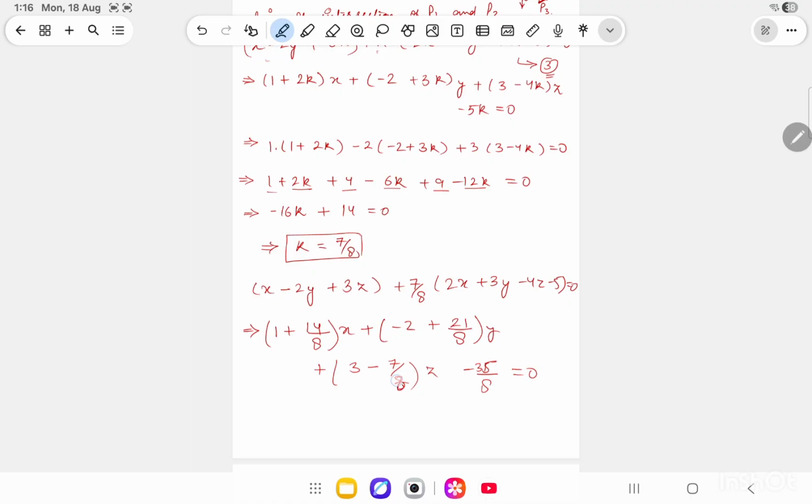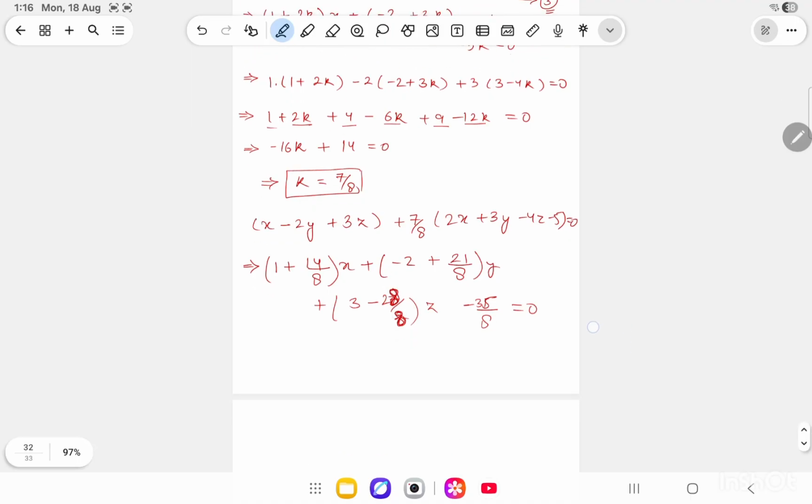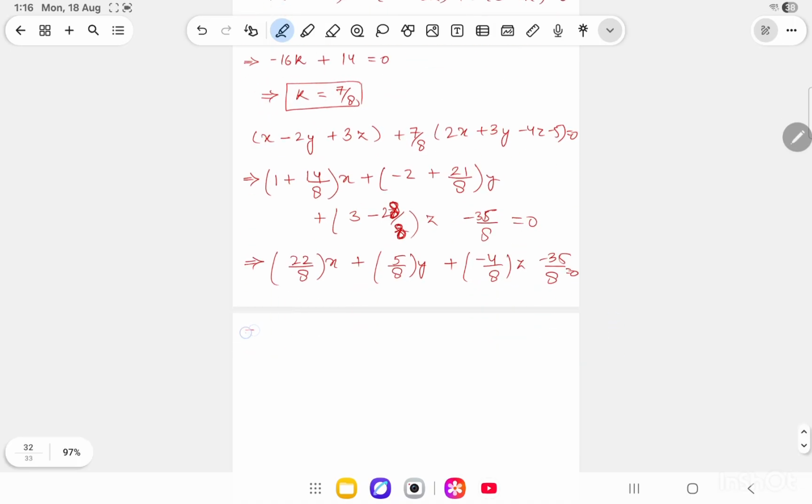Let's just keep it in 8 form, because 7 fours are 28, and that will help us eliminate later. So 3 minus 7 fours are 28 by 8. On simplifying, we'll get (14 plus 8) 22 by 8 x plus (21 minus 16) 5 by 8 y plus (24 minus 28) minus 4 by 8 z minus 35 by 8 equals 0. On further simplifying, we'll get 22x plus 5y minus 4z minus 35 equals 0. So this is the equation of the plane in the new position.